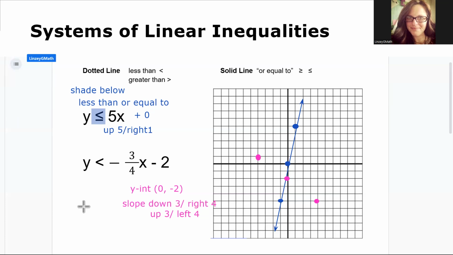In the inequality part, we have less than. We will use a dotted line. Oh, a little crooked there. It's okay, good enough. Dotted. And less than, we will shade below the line.